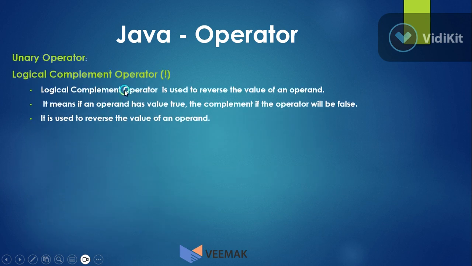Then logical complement operator. Complement operator is used to reverse the value of an operand. It means if an operand has value true, the complement of the operator will be false. It is used to reverse the value of an operand. Example, boolean a = true, !true. That means it converts the value true to false. The complement operator converts the Boolean value.